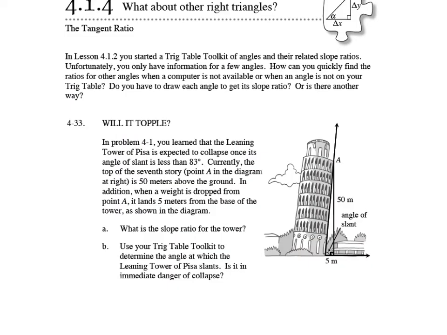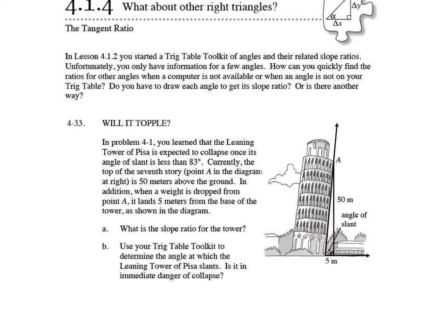So what we're going to do is learn a new ratio. We've been talking about this thing called the slope ratio over and over again, and that actually has a specific name within right triangles, and that's called the tangent ratio. And so we're going to use that instead of having to lean upon our trig table toolkit with all those special ratios that we've been talking about over and over again.